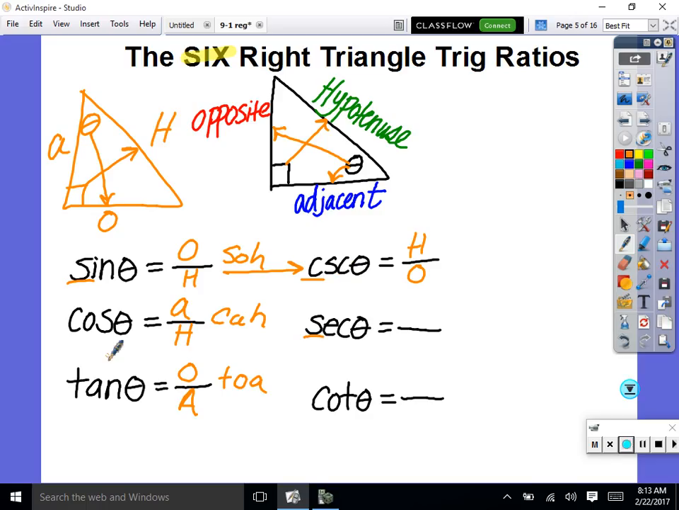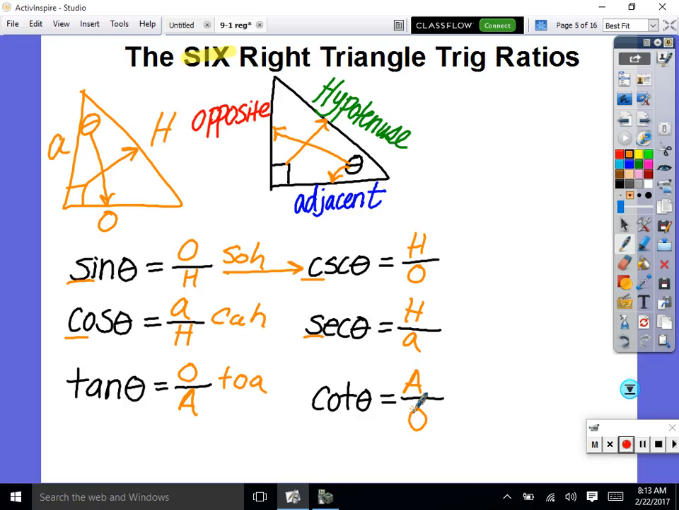Secant, notice S and C. So secant is the reciprocal of cosine. So that'll be hypotenuse over adjacent. And then cotangent goes hand in hand with tangent. That one's pretty obvious. It's the reciprocal of tangent, which is adjacent over opposite. So if you know sine, cosine, tangent, then you know these three very quickly. Everybody good? No questions.